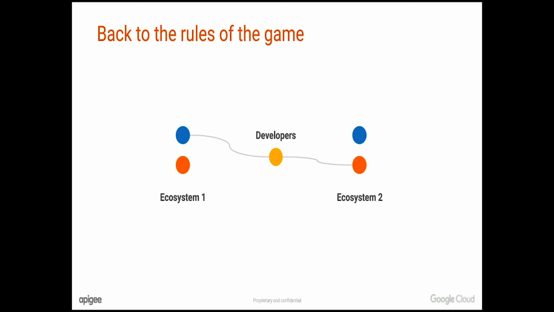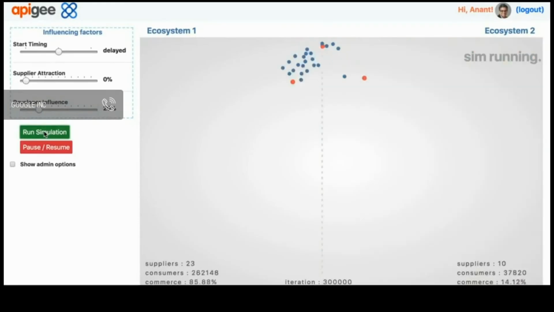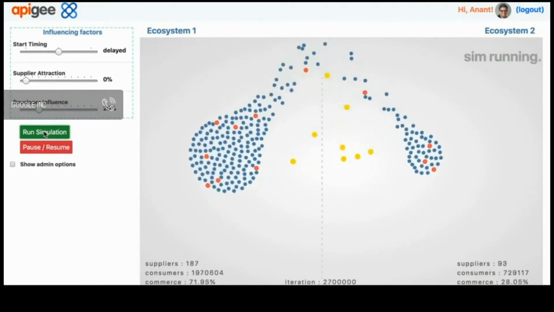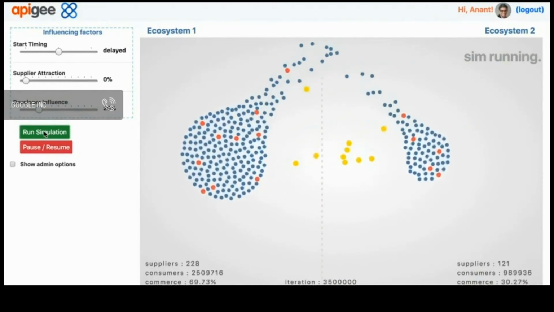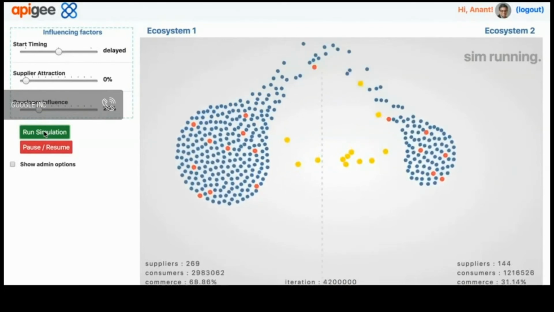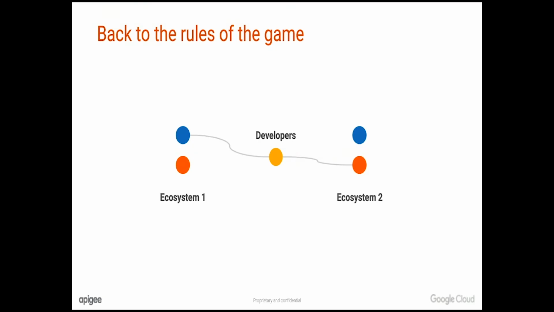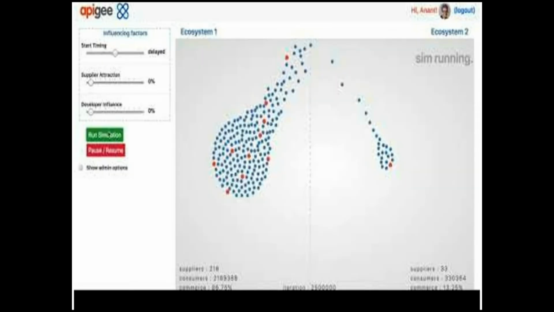So let's play the same ecosystem, but this time let's have you spend to get to developers. And look at what happens. Here the developers are popping in, shown in yellow, and suddenly, even though you were late and we didn't give you any other bias, like you were actually able to do attraction of suppliers, just by spending on developers, you can actually bring demand to your ecosystems.